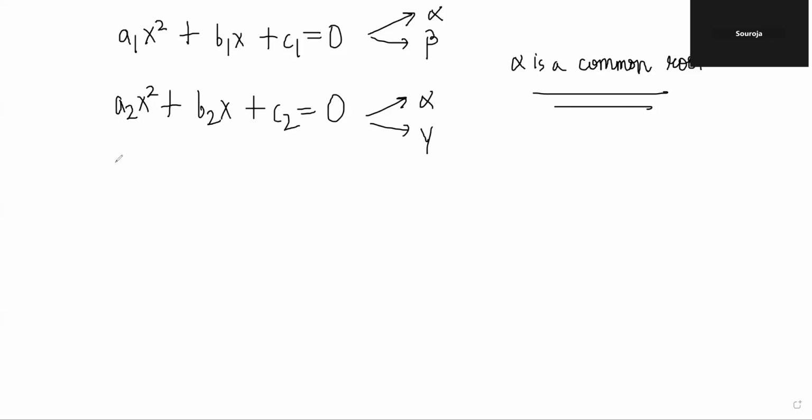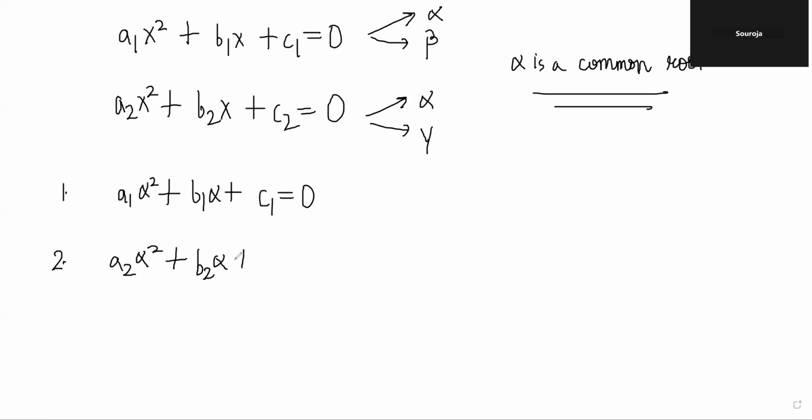Since alpha is a common root for both the equations, can I write a1 alpha squared plus b1 alpha plus c1 is 0? I can also write a2 alpha squared plus b2 alpha plus c2 is 0. Basically, if you put alpha, the two equations should be satisfied.